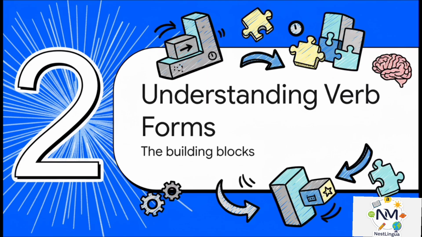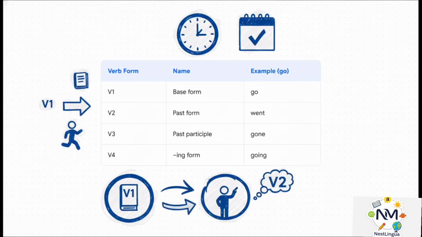Now, before we can start building amazing sentences, we need to understand their most basic parts, the building blocks. And I'm talking about verb forms. You see, every verb has different forms. Let's look at this chart. V1 is the base form. That's the one you'd find in a dictionary, like go. V2 is the past form, and that is the star of our show today. It's went. Now, you'll see V3 and V4 there, but don't worry about them for now. Our whole focus today is just on V1 and V2.